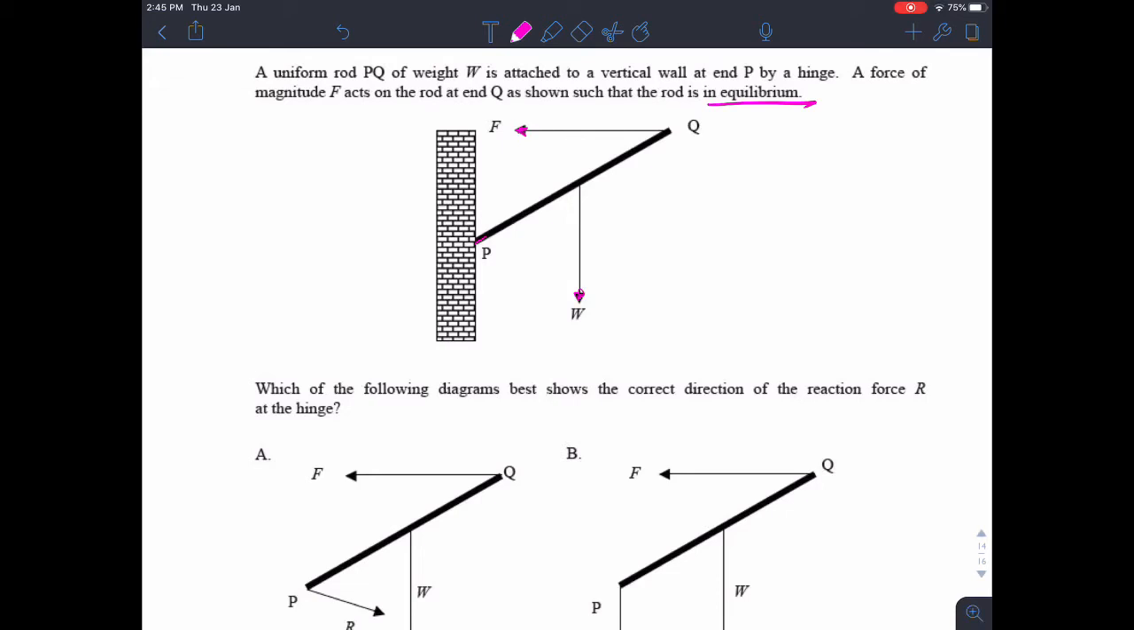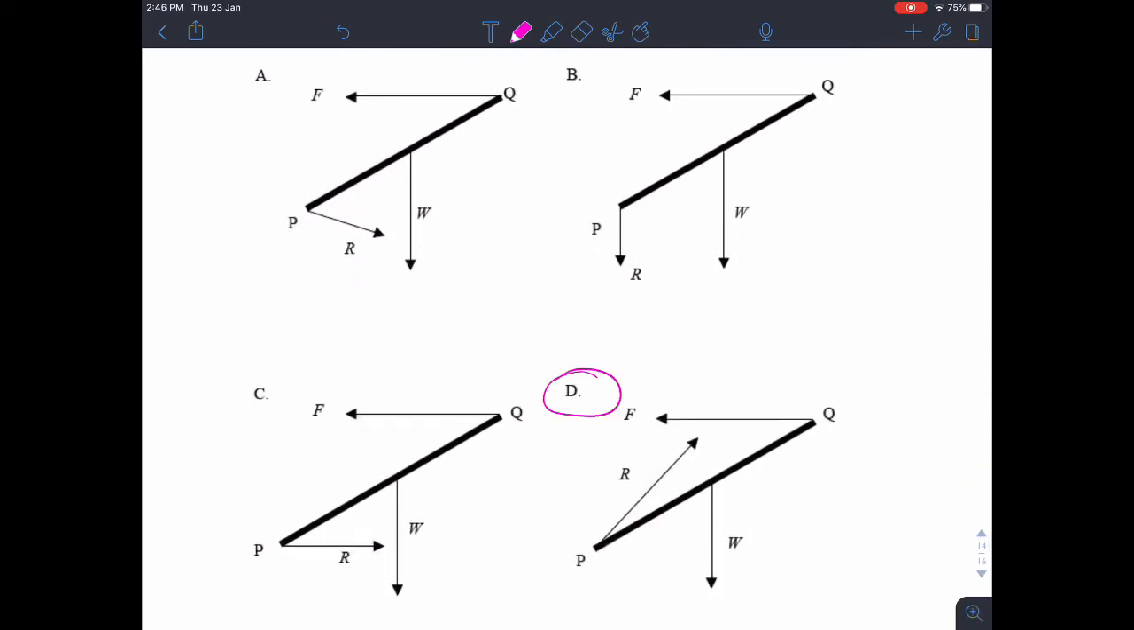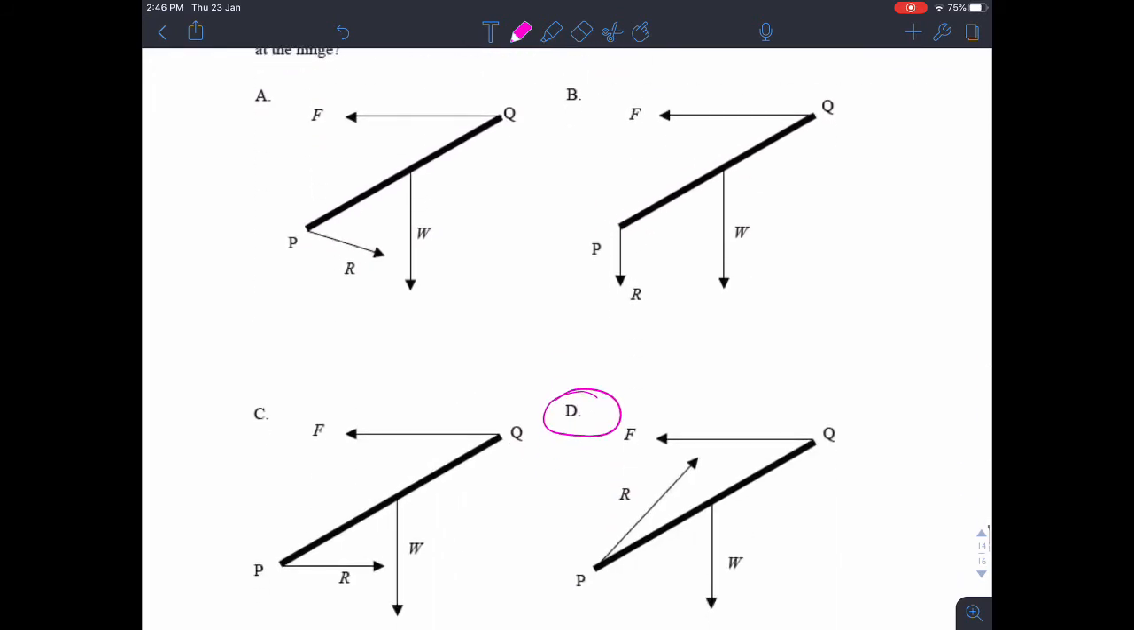So it needs an upward component of about that much. And it needs a right direction component that's equal to that force. So about that much. If we combine those two, then we end up with a force that looks something like that. So the only one there that looks anything like that is D, R, up and to the right. So the answer is D.